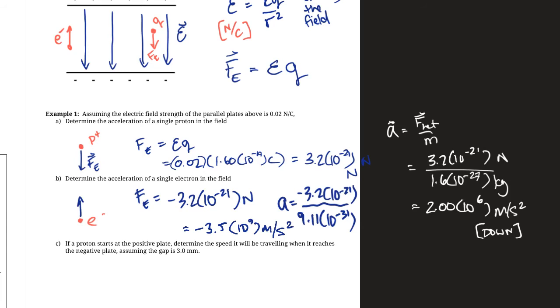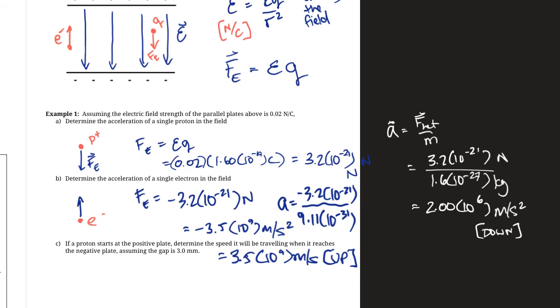Right? Now the negative just is telling us direction, right? It's telling us it's going up. As long as you're clear about that, it doesn't really matter. You don't need to put the negative. You could just put 3.5 times 10 to the 9 meters per second squared up. All right? Then you don't need to include the negative.